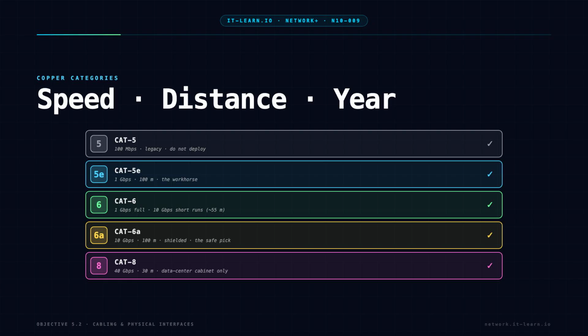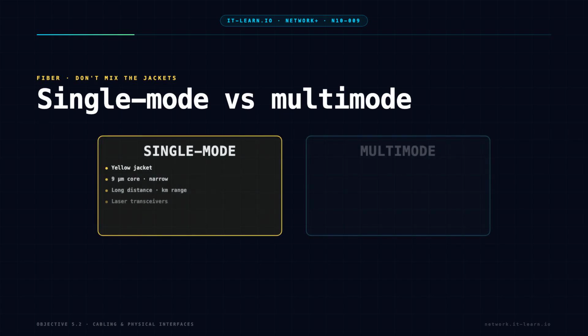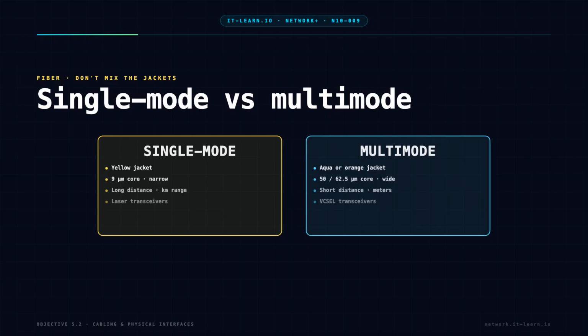Single mode is yellow, narrow core, long distance used with laser transceivers. Multimode is aqua or orange, wider core, short distance used with VCSEL transceivers. They are not interchangeable. Mix a single mode transceiver with a multimode patch and you get a dim link or no link at all. The fix is not exotic. Match the jacket color to the optic on both ends.